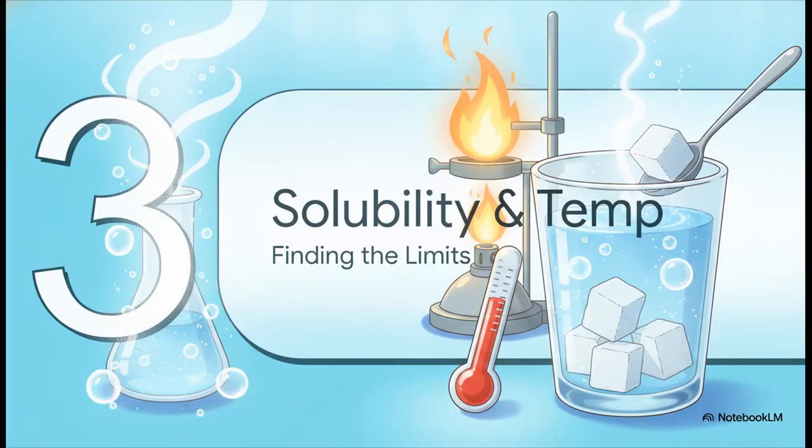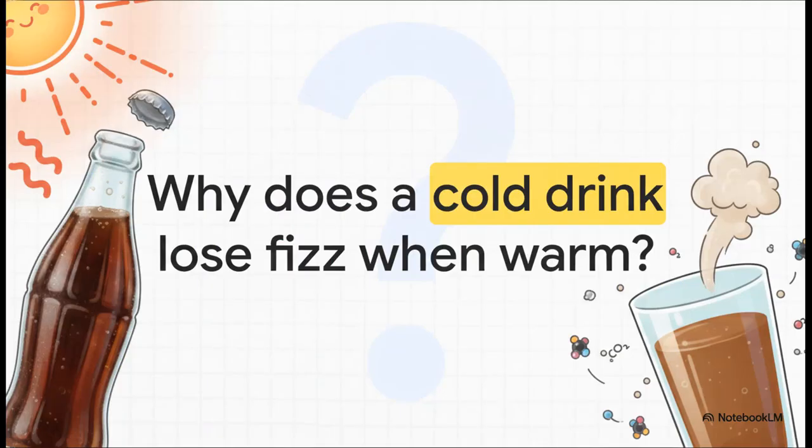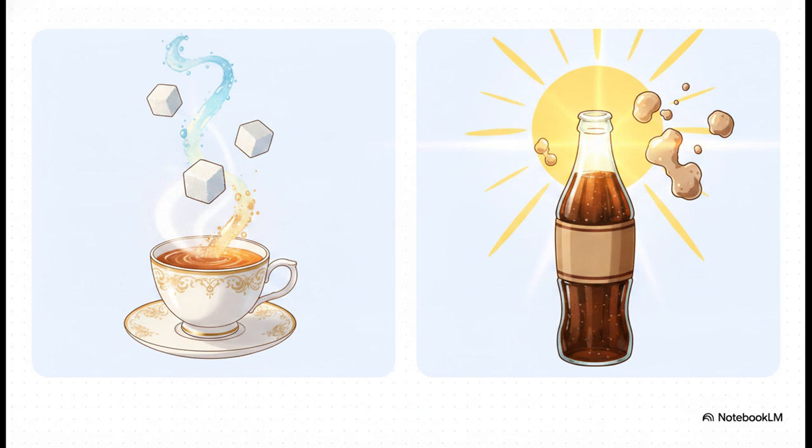All right, Section 3, solubility and temperature. Let's find those limits. To find a mixture's breaking point, we have to talk about temperature. I mean, have you ever wondered why your favorite soda goes completely flat when you leave it out in the hot sun? It's all because of the totally contrasting rules of solubility.